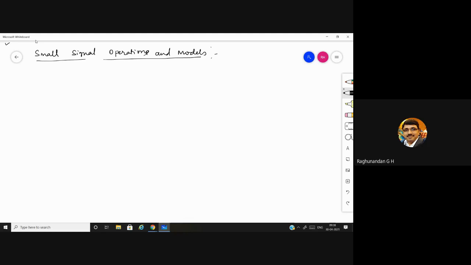See, total instantaneous current means it is the sum of the DC current as well as the AC current. So when you superimpose this small input signal, that is the AC signal, over the DC signal, then only you are going to get the instantaneous current. So instantaneous current is the sum of AC plus DC.